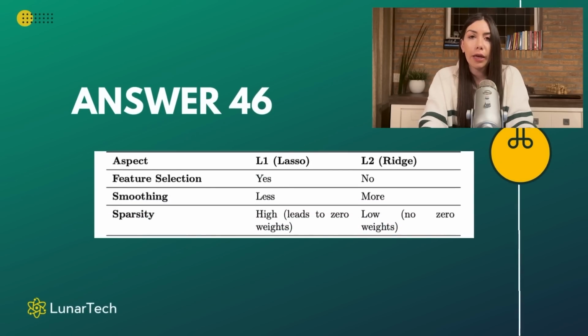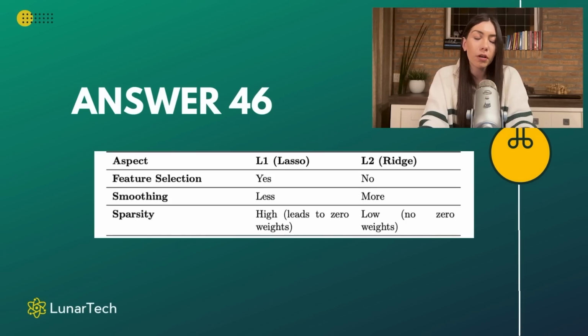So let's briefly look at the difference between the two in this table to clarify. When it comes to the feature selection process, L1 performs feature selection, L2 doesn't, because L1 sets certain weights exactly equal to zero. When it comes to the smoothing process, L1 has a less smoothing effect because it's very harsh on the small weights.